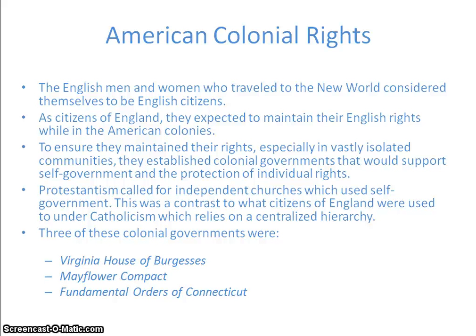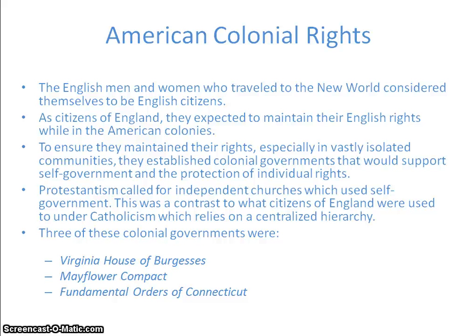So to ensure that they maintain their rights, especially in isolated communities, they established colonial governments that would support self-government and the protection of individual rights. Again, there's an ocean separating them, no planes, trains, or automobiles. So if you needed things to be taken care of by the English government, it was going to take months. So they established some forms of self-government so that they can rule themselves and so society can run smoothly without having to have the interventions from the English that would take months in order to occur.